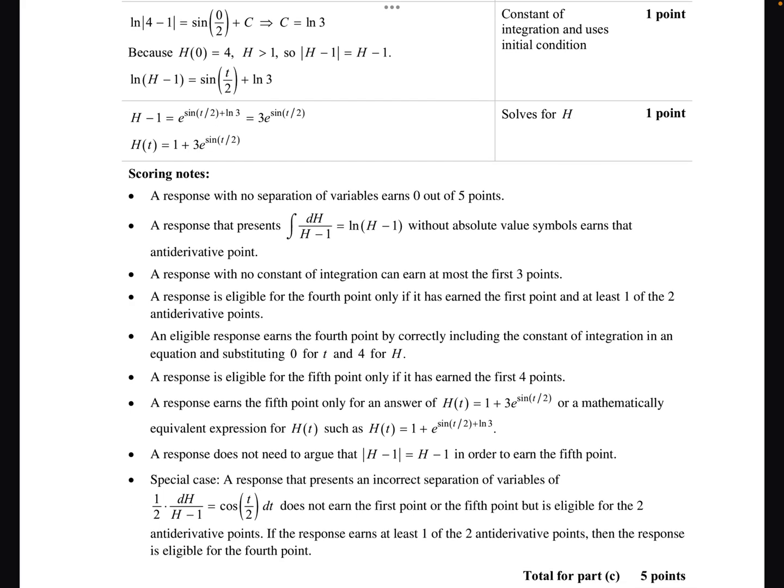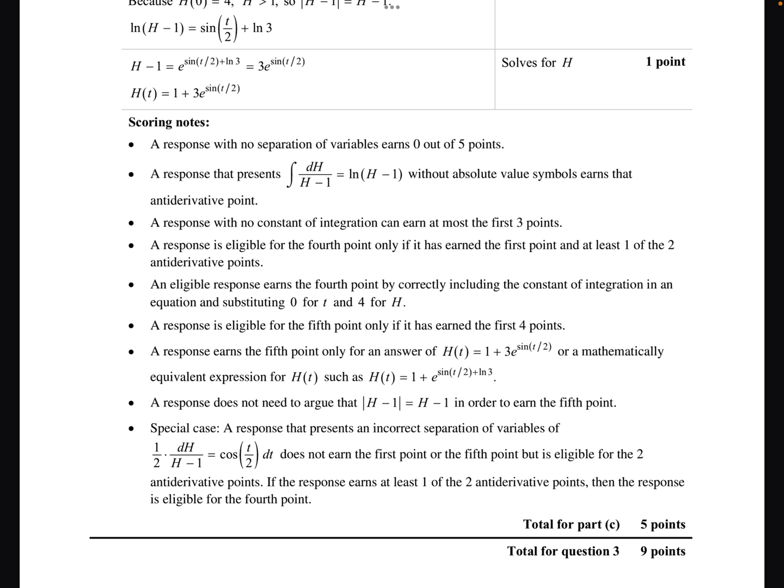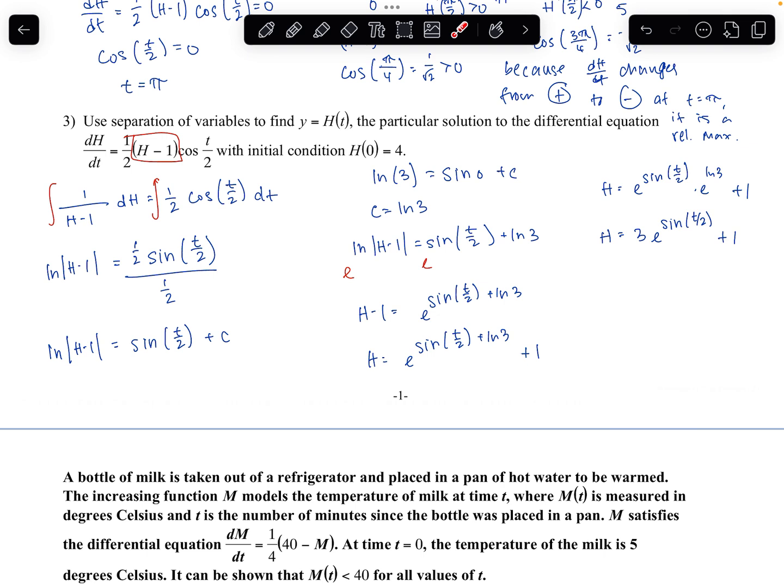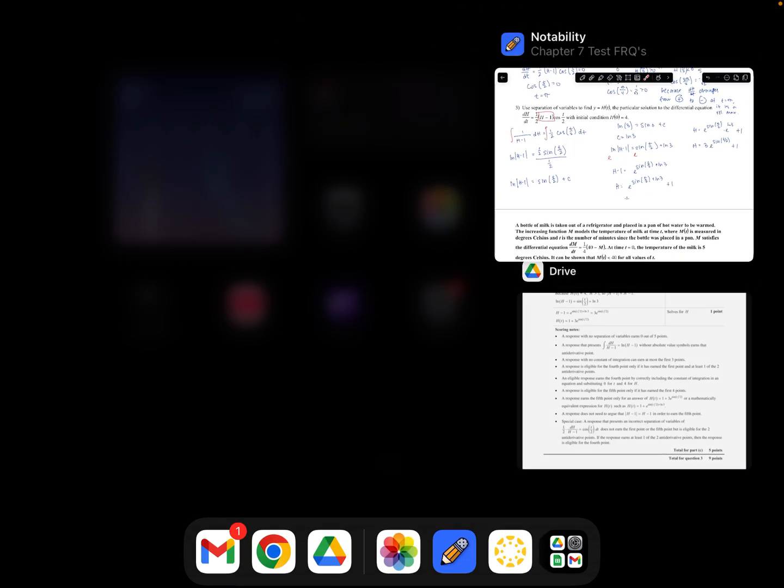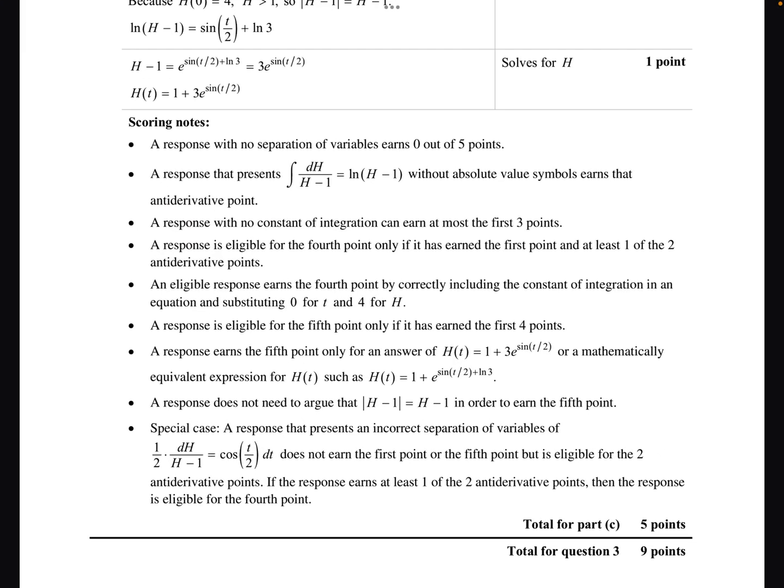A response is eligible for the fifth point only if it has earned the first 4 points. A response earns the fifth point only for an answer of h of t is equal to 1 plus 3e to the sine of t over 2, or a mathematically equivalent expression, such as the one that I wrote before. So right now I have both. So you can leave it here, or you can simplify it here. Okay, like I said, you don't have to simplify your answers, but it does need to be solved for h.